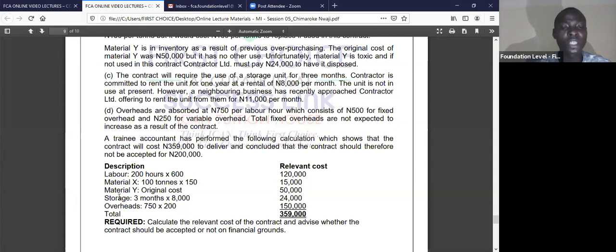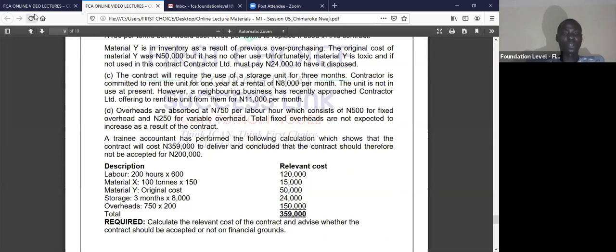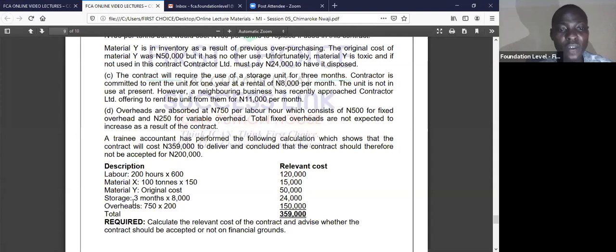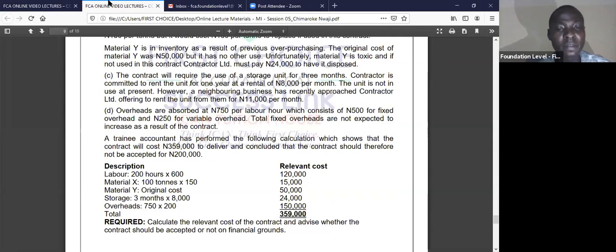That's storage, 3 months times 8,000. How did she get 3 months times 8,000? Look at storage again. The contract will require the use of storage for 3 months. That's where the 3 comes from, 3 months. Where do we get the 8,000? The contractor is committed to rent the unit for one year at a rent of 8,000 naira. So that's what she did here. It gives you 24,000.